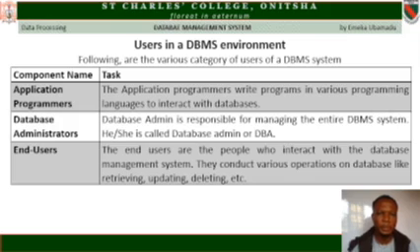Now, let us see the users in a DBMS environment. Following are the various categories of users of database management system. Now, the component name and their tags, that's what we're going to look into. Under the component name, we have application programmers, which is one of the users of DBMS. What are their tags? The application programmers write programs in various programming languages to interact with the database. Now, the second one, we have database administrators. What are the tags?